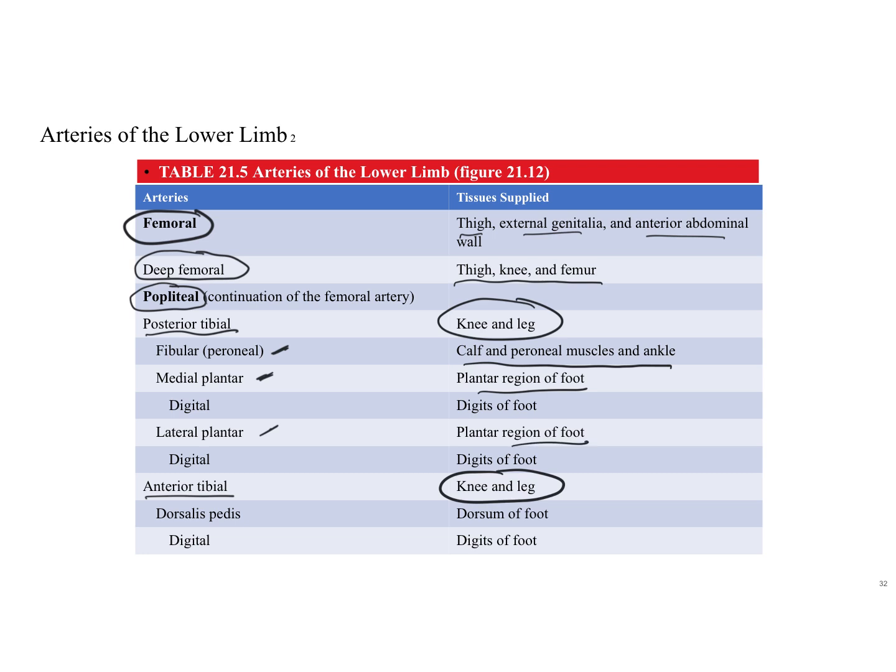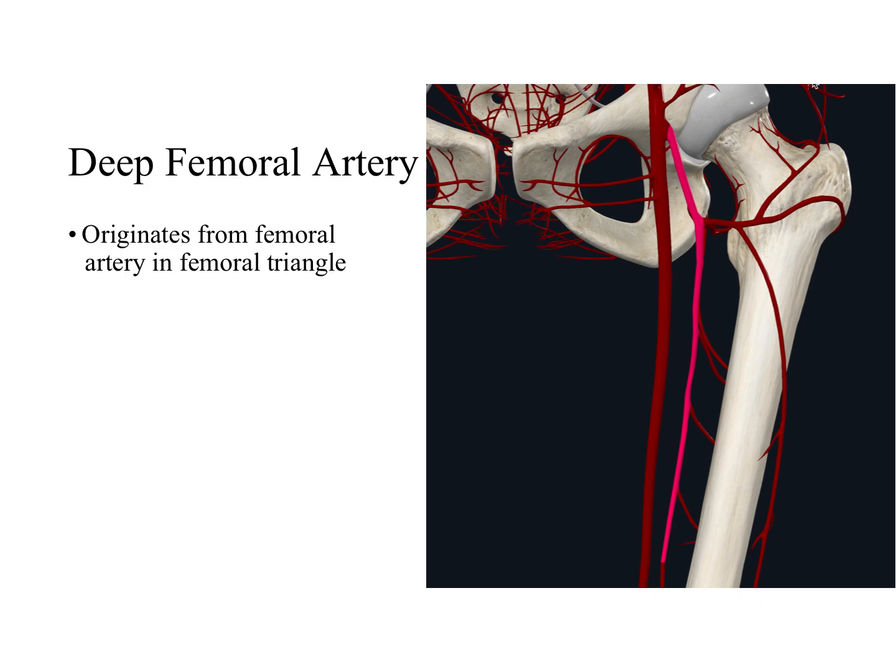The anterior tibial artery has one main branch, which is the dorsalis pedis, and that supplies the dorsum of the foot, whereas the plantar arteries from the posterior tibial artery supplied the plantar region of the foot. So let's take a look at these. We'll start by looking at the deep femoral artery. So this is the femoral artery, and very quickly in that femoral triangle, we see that deep femoral artery branching off from that. It will supply the thigh, the knee, and the femur.